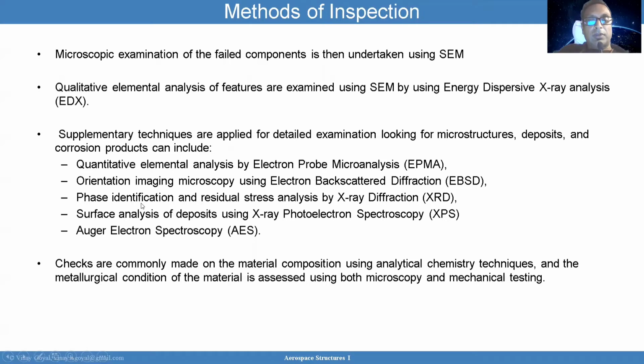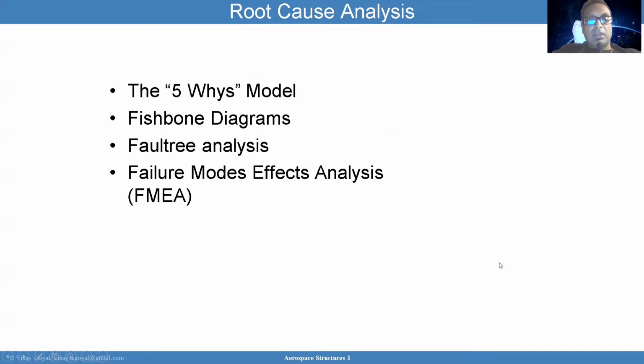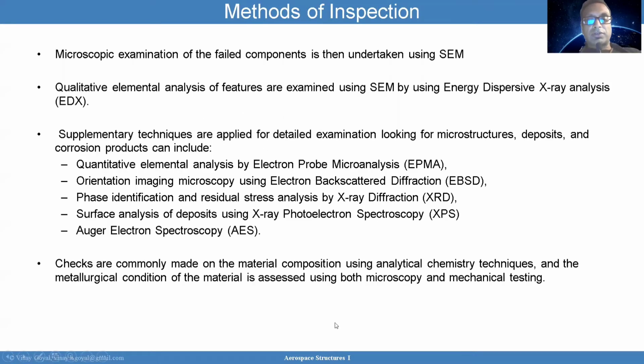Quantitative elemental analysis by electron probe microanalysis is one technique. Orientation imaging microscopy using electron backscattered diffraction is another technique. Phase identification and residual stresses by X-ray diffraction is another technique. Surface analysis of deposits using X-ray photoelectron spectroscopy is another technique. And checks are usually made on the material composition using analytical chemistry techniques, and the metallurgy condition of the material is assessed using both microscopy and mechanical testing.